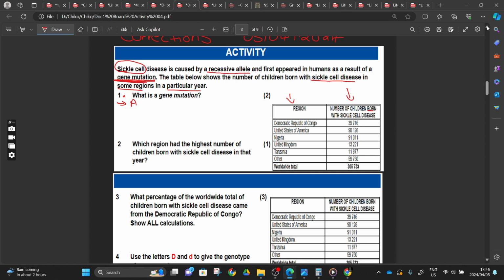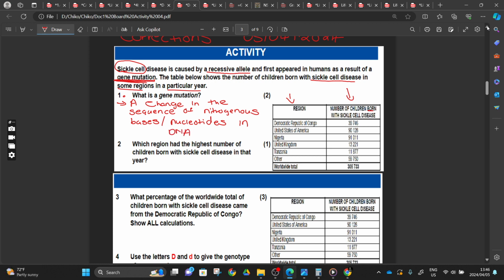But what is a gene mutation? By this time you should be able to define that a gene mutation is a change in the sequence of nitrogenous bases, or nucleotides, in DNA. So here's the thing.